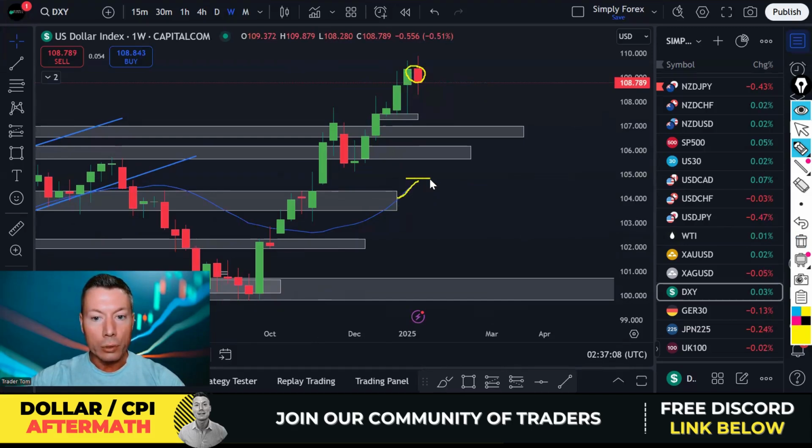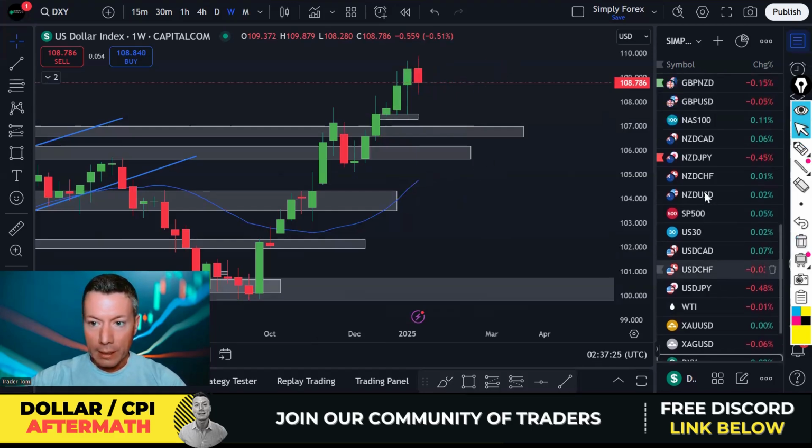Look at the moving average 20. Up here, we're overbought. And this is the problem I have with trading this US dollar strength. There's no value. I would need to see a retrace and then we come higher.